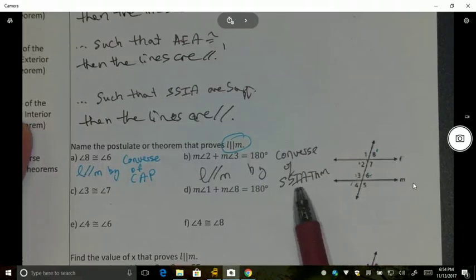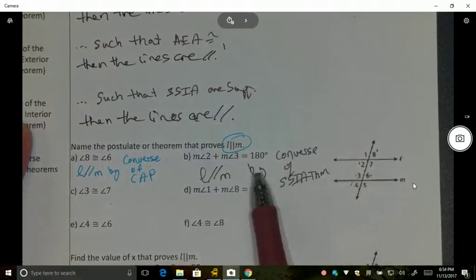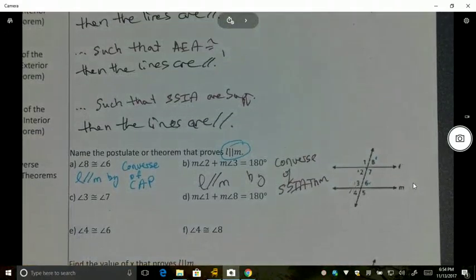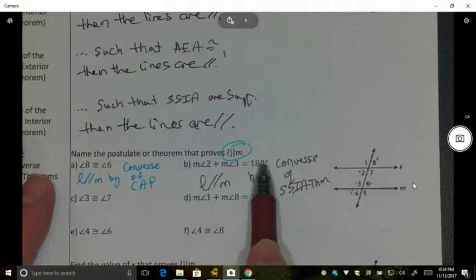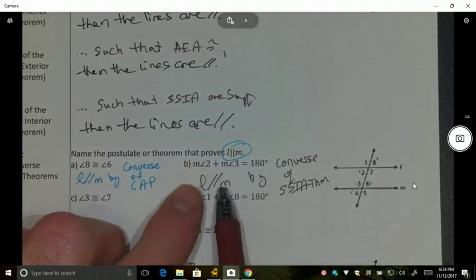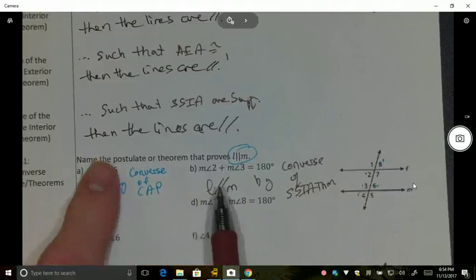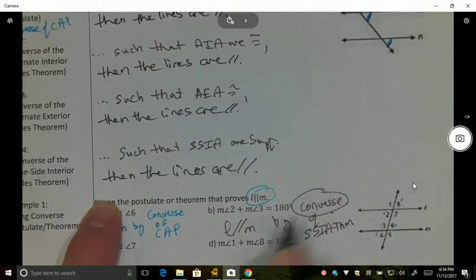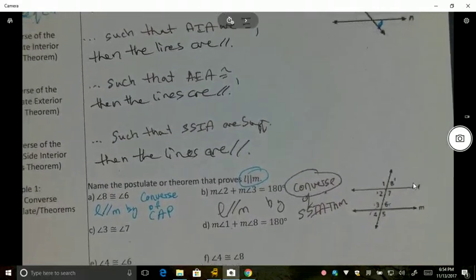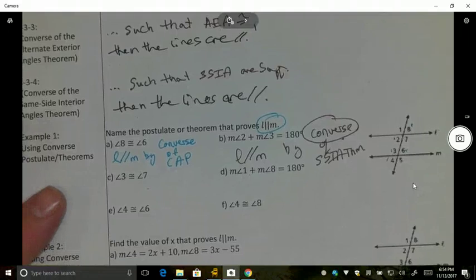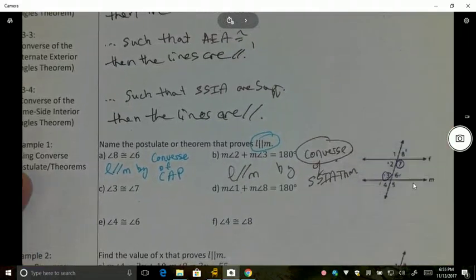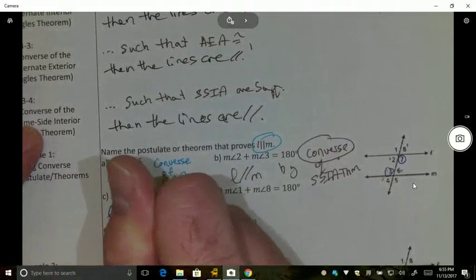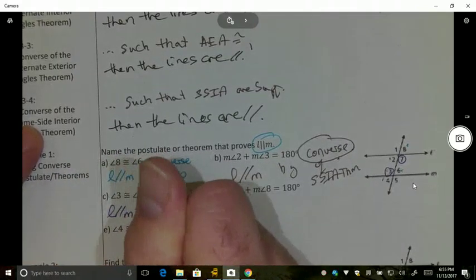The question is, am I given that they're parallel and I'm making a statement about the angles? Then I'd be using the regular same side interior angle theorem. But that's not what we're doing. We've been given a statement about the angles, and we're supposed to conclude that the lines are parallel. Whenever the conclusion is that then the lines are parallel, we must have the word converse in front of the angle theorem or postulate. Letter C, angles 3 and 7. Those are alternate interior angles. So I can say that L is parallel to M by the converse of alternate interior angle theorem.